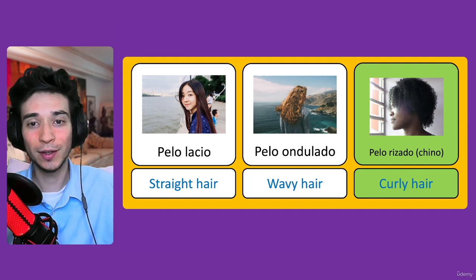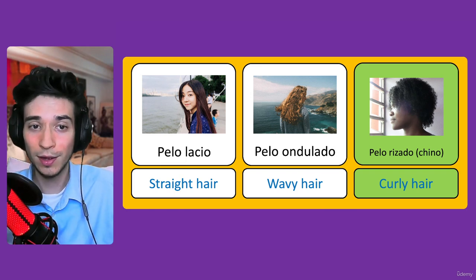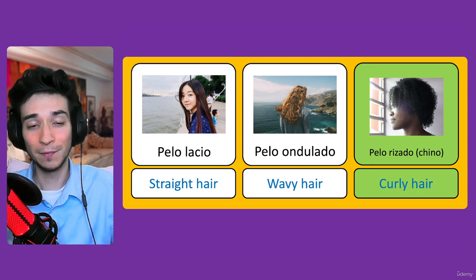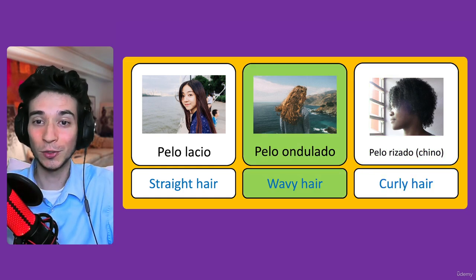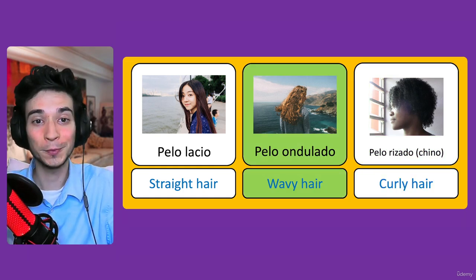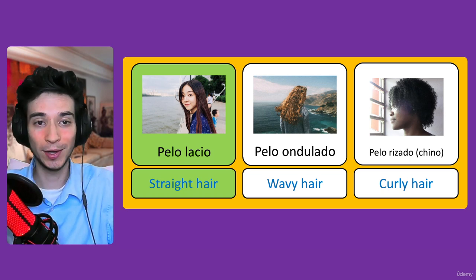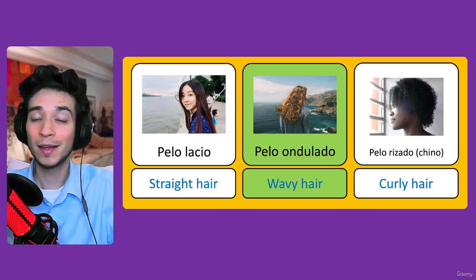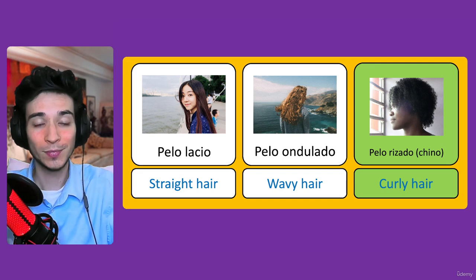But pelo chino actually means Chinese hair. And I have no idea how that happened. But yeah, pelo chino, Chinese hair, basically curly hair. I don't know why, because Chinese people tend to have straight hair. But that's what we say. So one more time. Pelo lacio, straight hair. Pelo ondulado, wavy hair. Pelo rizado, or pelo chino, curly hair.